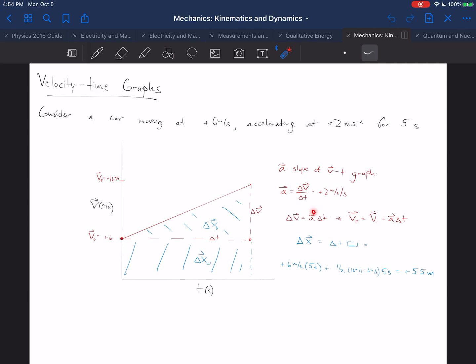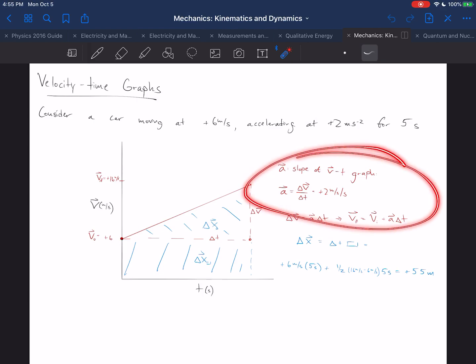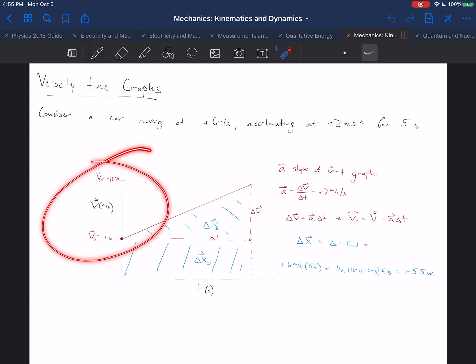Notice that I can further break up the change in velocity as v final minus v initial and solve v final is equal to the initial velocity plus the acceleration times the change in time. And this is the formalization of the calculation we did right at the beginning in considering what the final velocity would be. Notice that in red, all of this relates to the graph of velocity time.